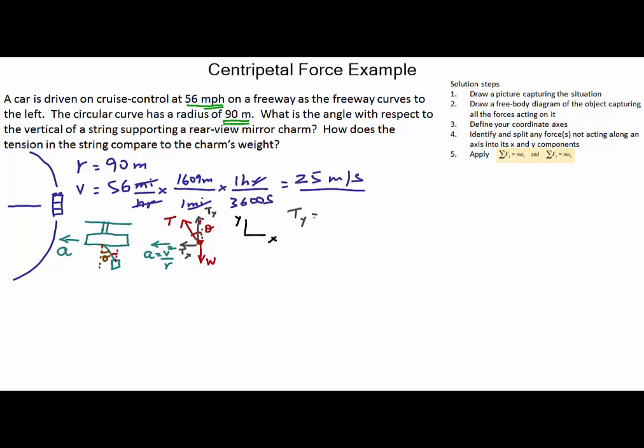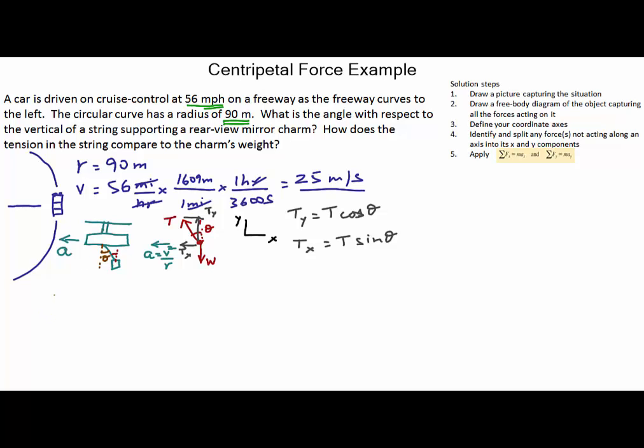Ty is T times cosine theta because it's adjacent to the angle, and T is the hypotenuse, and Tx is T times sine of theta because it's the opposite. I can redraw Tx over here, and that's opposite to the angle theta. Okay, now I'm ready to set up my equations, the last step.